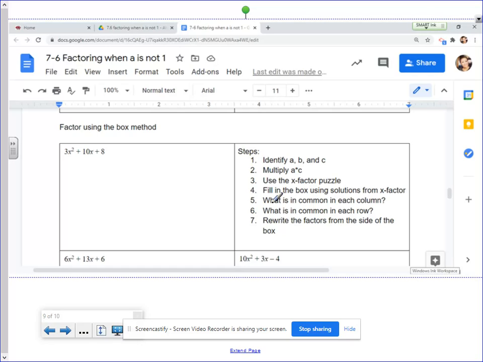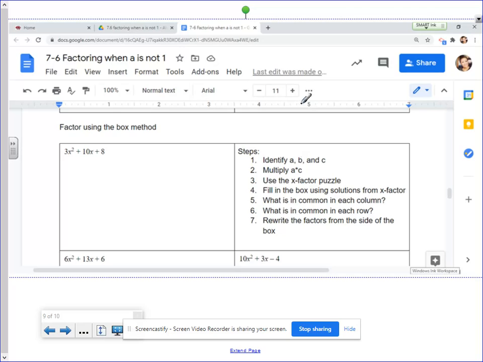Factor using the box method. We're going to continue factoring the same way that we have in the past. I guess we could try this method if you want. We'll do a couple of them. You're still going to do the exact same steps. It tells you the steps. This is just a different way of doing it than the last couple of ways.